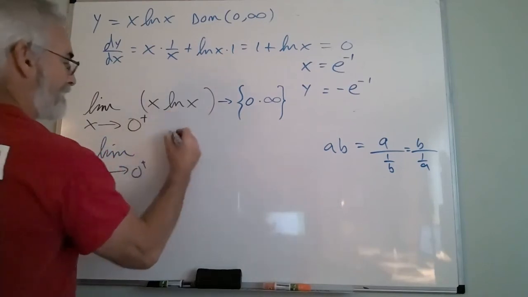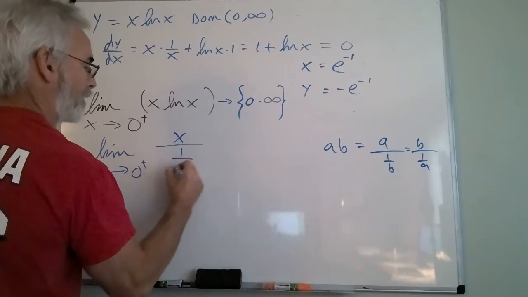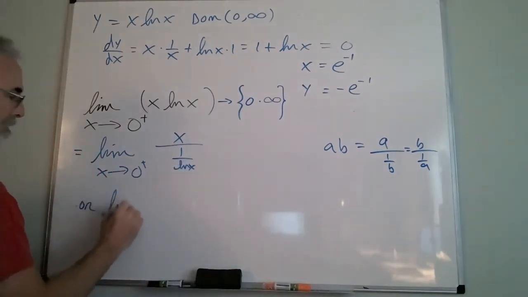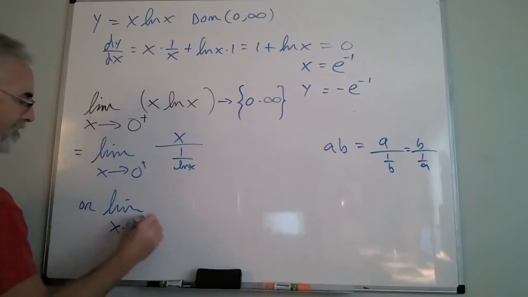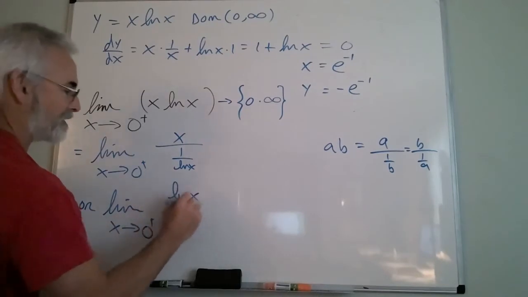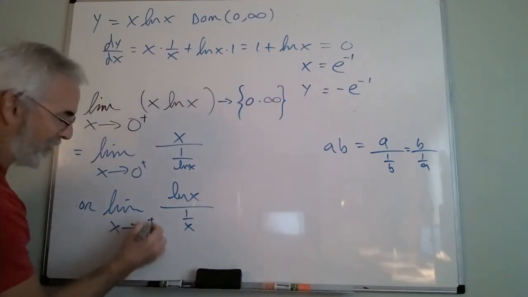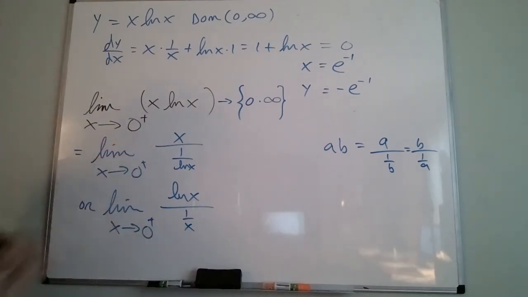I can write this as x over 1 over log x, or I can write this as log x over 1 over x. Again, I'm approaching zero. I'm never equal to zero. Both of these statements are absolutely correct. One of them is a dead end. Which one do you think we should do?